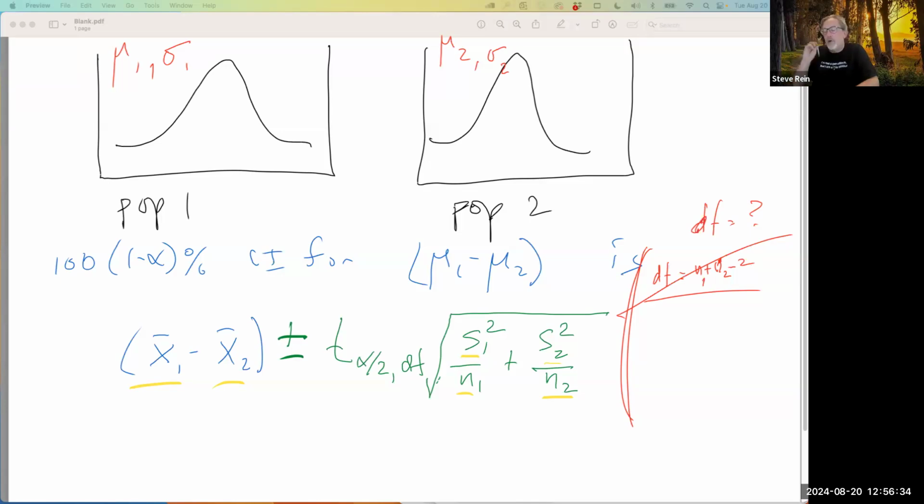Another approach that you could use, if you don't have the software in front of you and you still want to know the degrees of freedom to use, if you have to use an approximation by hand, I would say use the smaller of the two sample sizes and subtract 1 from that. Literally use degrees of freedom for the smaller of the two samples. And this will give you a conservative approach to degrees of freedom.